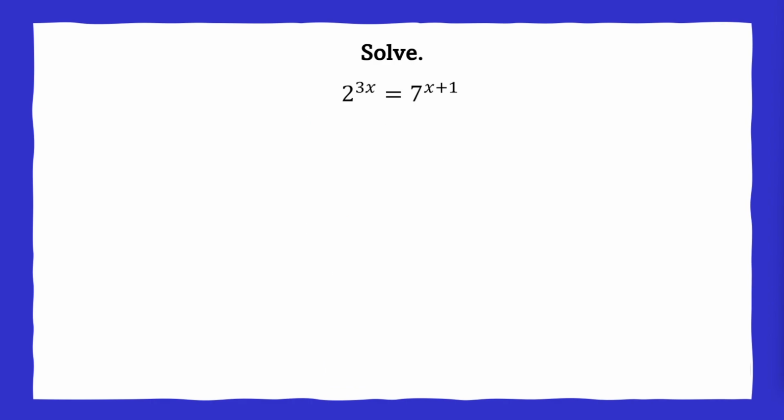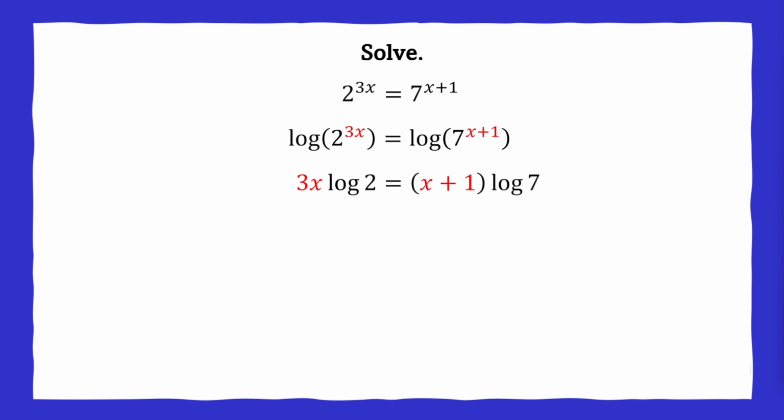Unlike our previous problem, where both sides had the same base, this equation has different bases, which means we cannot directly equate the exponents. Instead, we'll use logarithms to solve for x. Apply the logarithm to both sides. Using the power rule, we can bring the exponents down as coefficients.